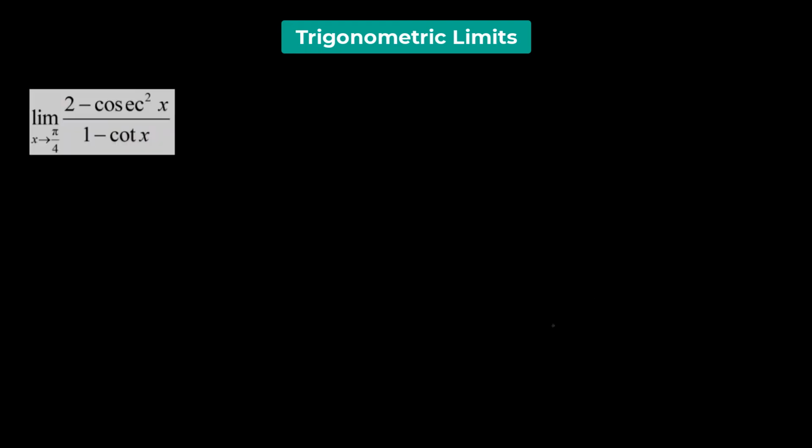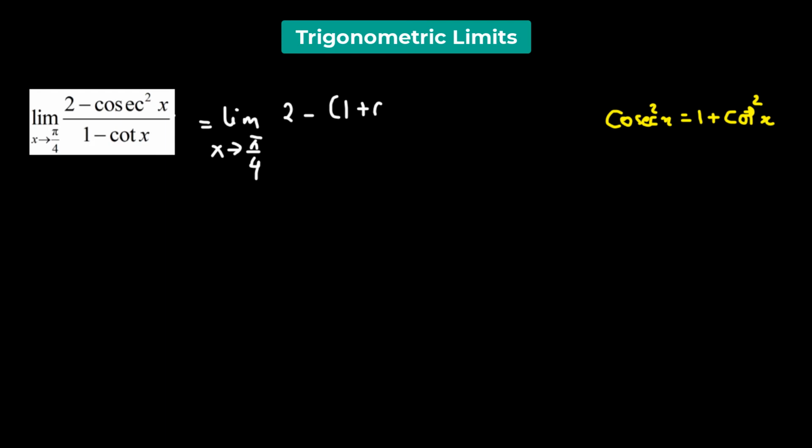Let us do another problem. So here we have the trigonometric function 2 minus cosec squared x divided by 1 minus cot of x. So we need to find the limiting value when x tends to pi over 4. So we're going to substitute cosec squared x by 1 plus cot squared x. So that is going to give us limit x approaches pi over 4, 2 minus 1 plus cot squared x divided by 1 minus cot x.